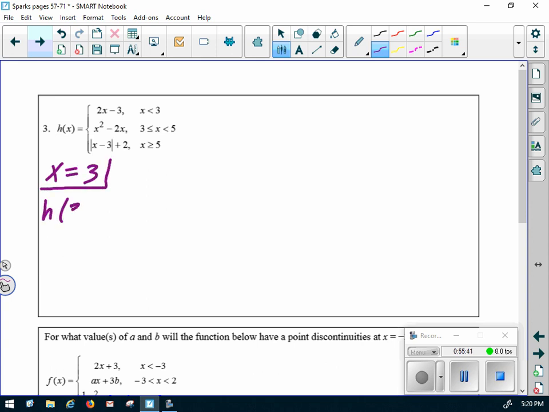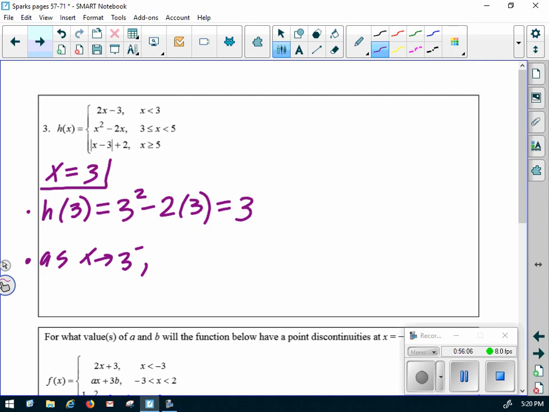Does h of 3 exist? Yes, because the fence x equal 3 is owned by this one. So h of 3 is 3 squared minus 2 times 3. What's that, 9 minus 6? So that's step 1. Now step 2, as x approaches 3 from the left, h of x approaches what? And as x approaches 3 from the right, h of x approaches what?